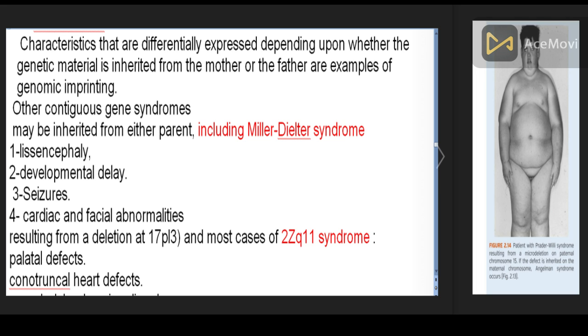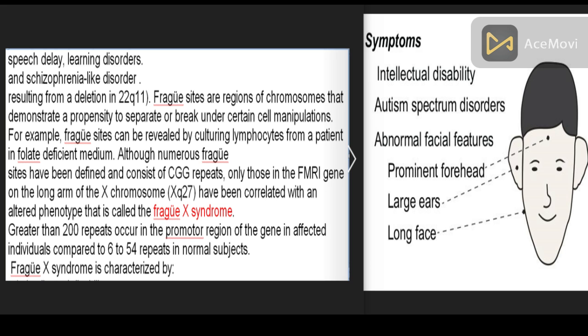Other contiguous gene syndromes may be inherited from either parent, including Miller-Dieker syndrome. 1. Lissencephaly, 2. Developmental delay, 3. Seizures, 4. Cardiac and facial abnormalities resulting from a deletion at 17p13. And in most cases of 22q11 syndrome: palatal defects, conotruncal heart defects, speech delay, learning disorders, and schizophrenia-like disorder, resulting from a deletion in 22q11.